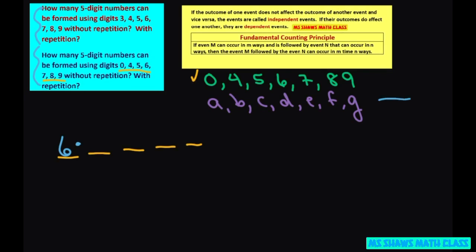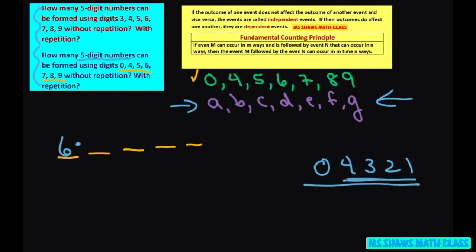That's like saying how many letters can you rearrange? 5 letters can be formed, but you can't have A first. Okay, you can't have A first because if you have 0, 4, 3, 2, 1, say that's your number, that's only a 4-digit number because the 0 comes first. So you can't have 0 come first.